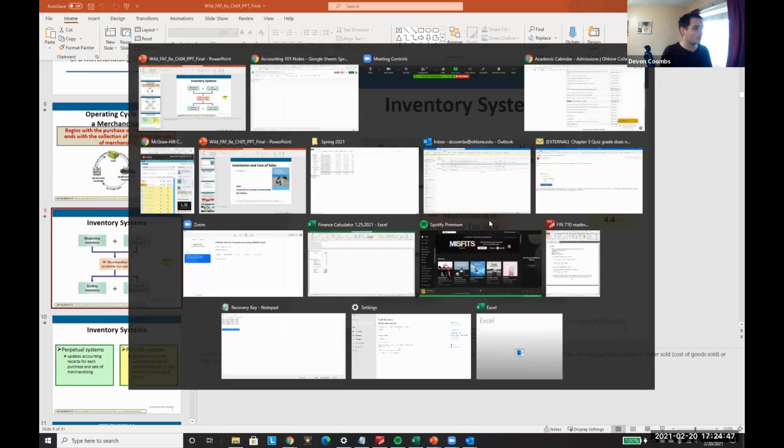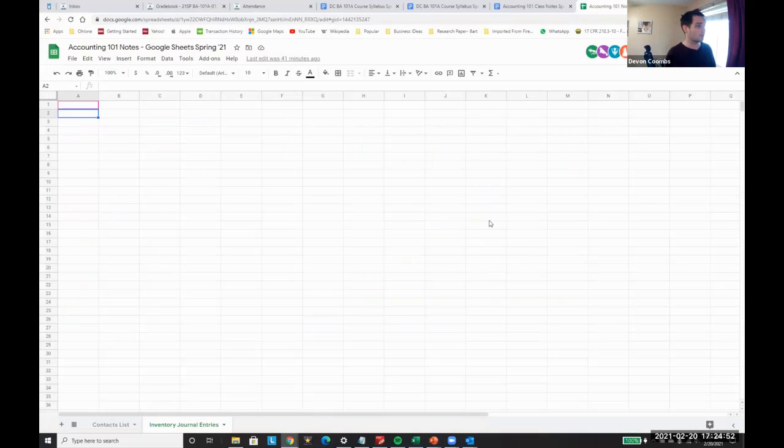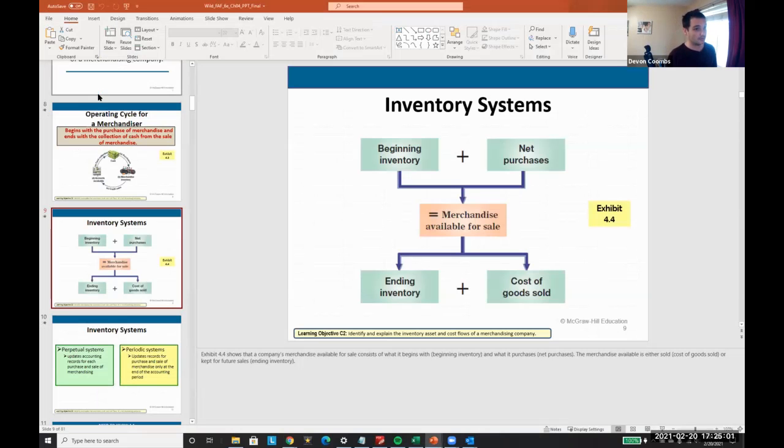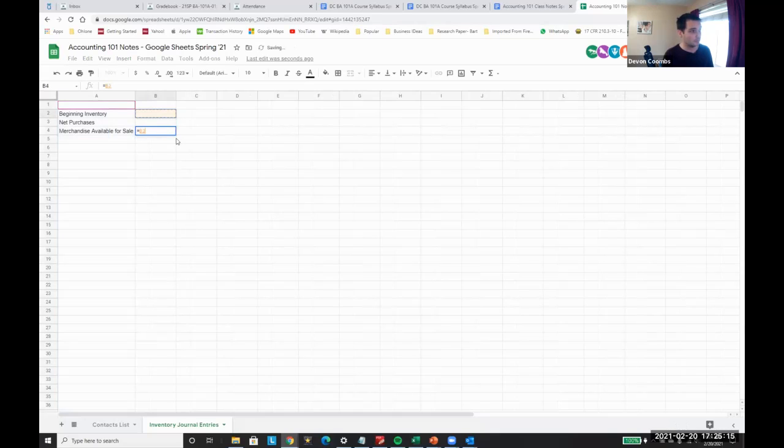So let me show you how to use Google Sheets to make this a little easier for you. So if I have a beginning inventory, I can put any amount here, plus net purchases equals my merchandise available for sale. I'm going to put a formula in here where I just say equal this plus this, and it will give me my answer. So anytime you have a question, if I have a beginning inventory of 1,000 and net purchases of 500, it will instantly calculate the correct answer.